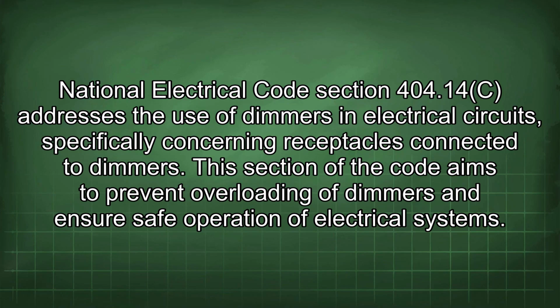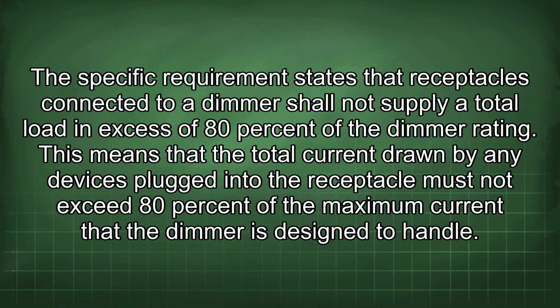National Electrical Code Section 404.14c addresses the use of dimmers in electrical circuits, specifically concerning receptacles connected to dimmers. This section of the code aims to prevent overloading of dimmers and ensure safe operation of electrical systems. The specific requirement states that receptacles connected to a dimmer shall not supply a total load in excess of 80% of the dimmer rating. This means that the total current drawn by any devices plugged into the receptacle must not exceed 80% of the maximum current that the dimmer is designed to handle.